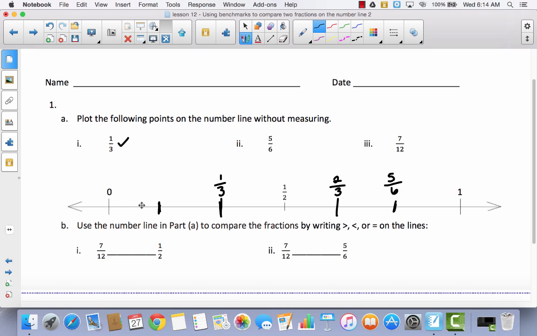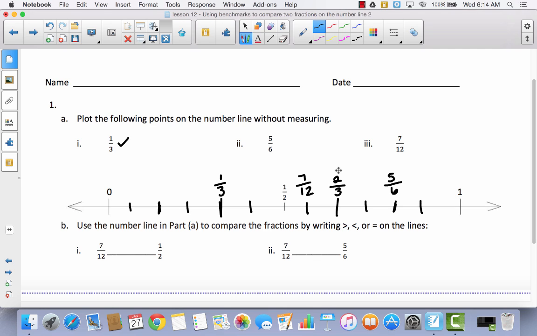Now I'm going to do 12ths. So to do 12ths, I just divide the 6ths in half. So I'm just going to come over and divide every one of these in half. Now every one of these marks equals a 12th. So I've got 1/12, 2/12, 3/12, 4/12, 5/12, 6/12, which is the same as 1/2, 7/12.